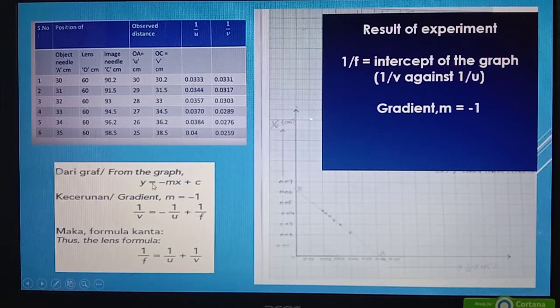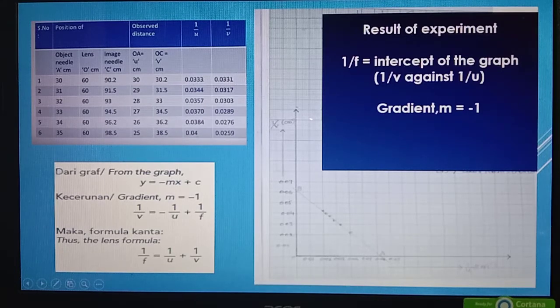So the formula generally is y equals mx plus c. They put negative here because this is a negative gradient. So the gradient m equals negative 1. So 1 over v is y, negative 1 is m, 1 over u is x. 1 over f is actually the intercept of the graph on the y-axis. So c is 1 over f. From this value, you can calculate f.